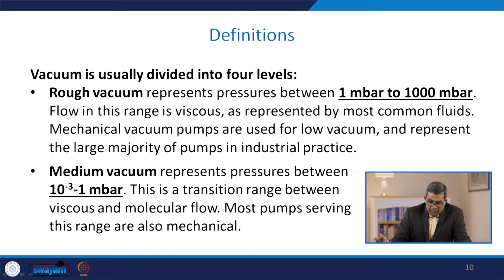One is the rough vacuum. It represents pressures between 1 millibar and 1000 millibar. Flow in this range is viscous, as represented by most common fluids. Mechanical vacuum pumps are used for low vacuum and represent the large majority of pumps in industrial practice.